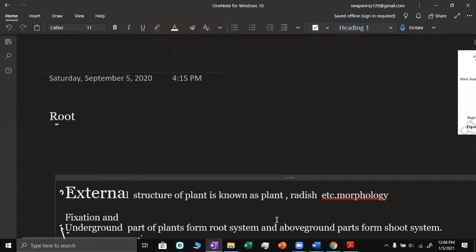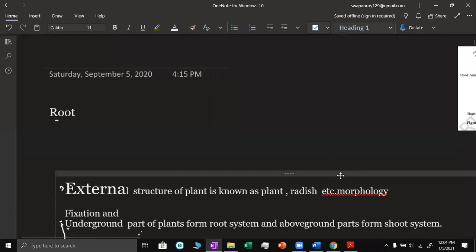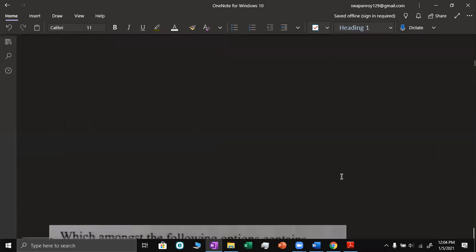Today we will be starting a new topic. The portion on biomolecules we have done. Now we will start the structural organization of plant.